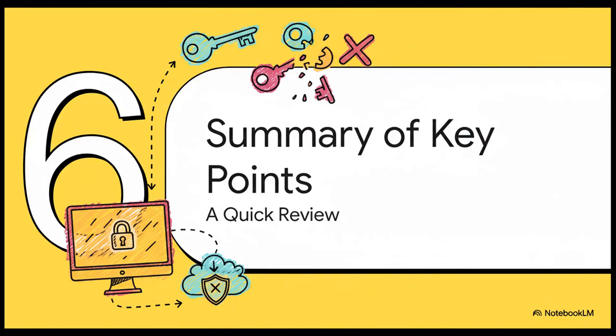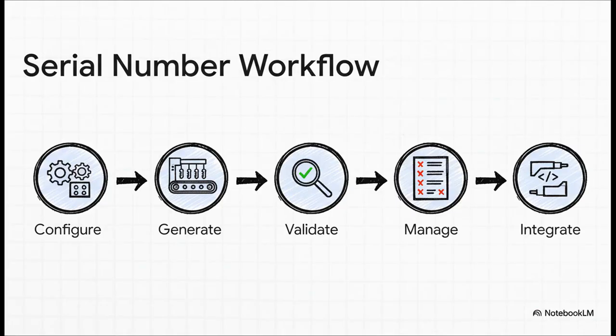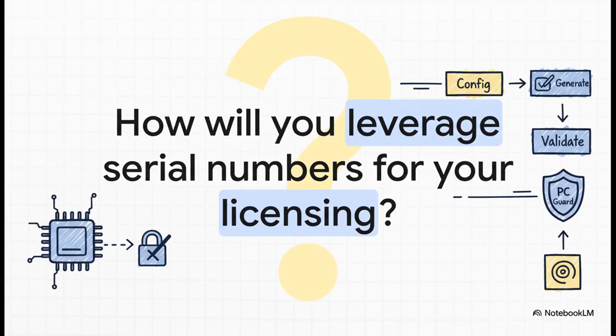Okay, we have covered a ton of ground. To make sure it all sticks, let's do a quick high-level review of the entire workflow from start to finish. When you boil it all down, it's really just these 5 steps. First, you configure your settings. Then, you generate your batch of serials. You validate them whenever you need to check one. You manage them using the blacklist. And finally, for the developers out there, you integrate with your own code using the protection interface. That's the whole lifecycle.